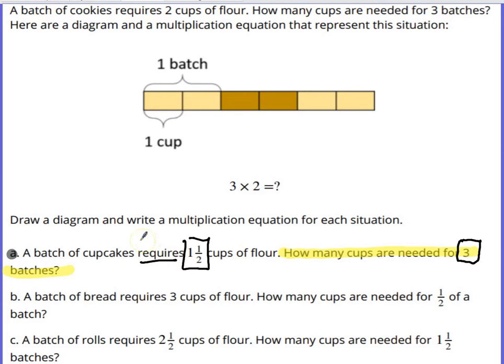So this needs 1.5 cups of flour. And we want to make 3 batches. Agreed? Okay, so now what we're going to do is make a diagram that looks like this one up here. I'm going to quickly, or as quickly as I can, color over this in white so that everybody can see it.